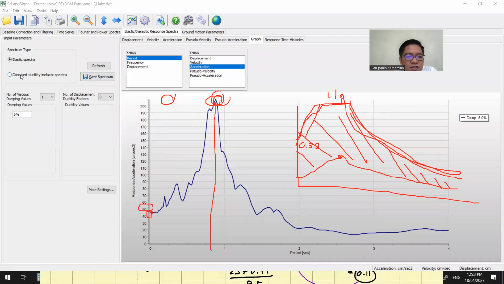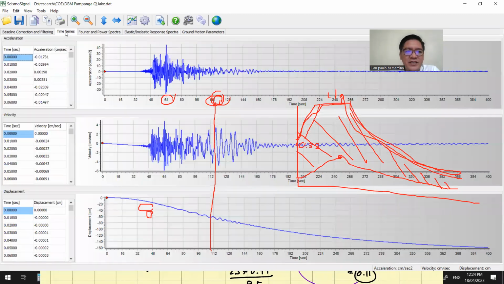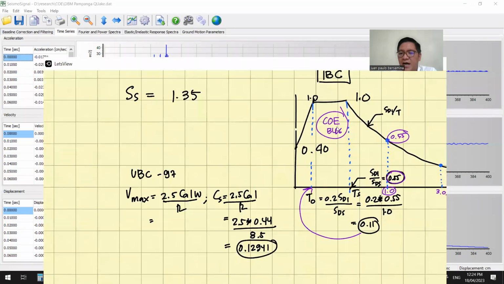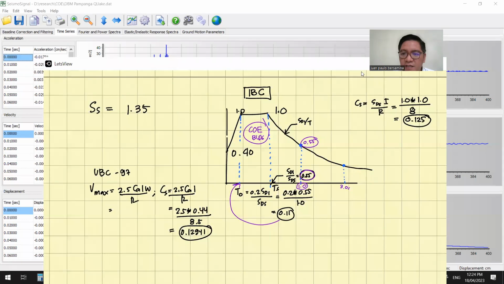And then, kita nyo, damping values, no? 5%. Kaya sabi ko sa inyo, halos lahat ng software, yan ang default, no? Yung 0.05 or 5%. Okay? So now you know the difference between IBC and UBC and the purpose of knowing the response spectra.